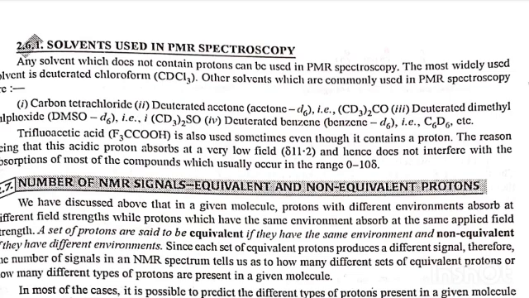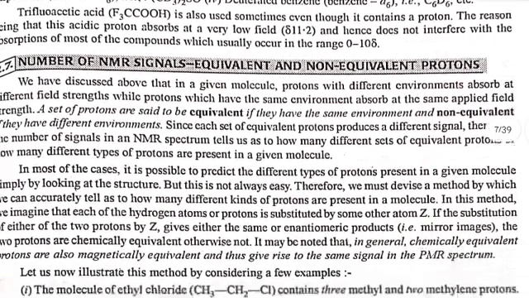Any solvent which does not contain protons can be used in PMR spectroscopy. The most widely used solvent is deuterated chloroform. Other solvents which are commonly used in PMR spectroscopy are carbon tetrachloride, deuterated acetone, deuterated dimethyl sulfoxide, deuterated benzene, etc. Trifluoroacetic acid is also used sometimes even though it contains a proton. The reason being that this acidic proton absorbs at a very low field, hence does not interfere with the absorption of most of the compounds, which usually occur in the range 0 to 10 delta.